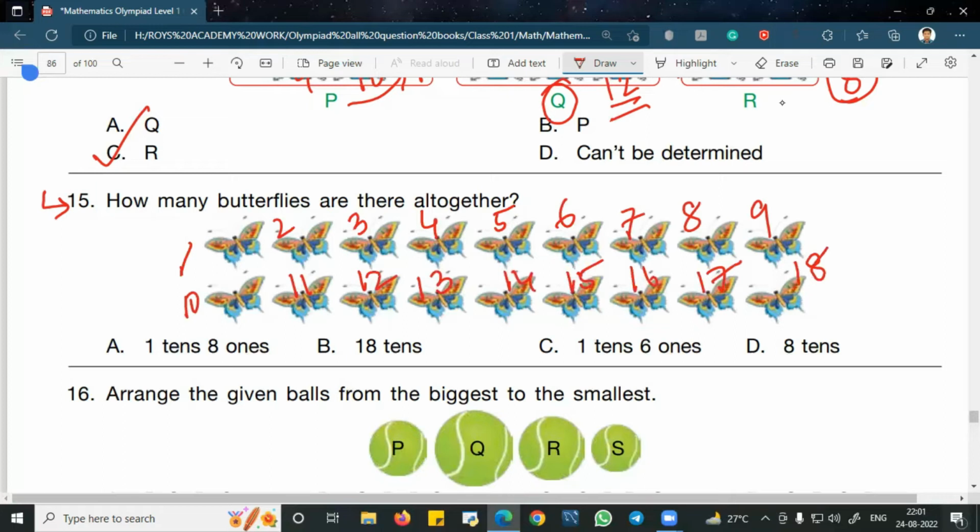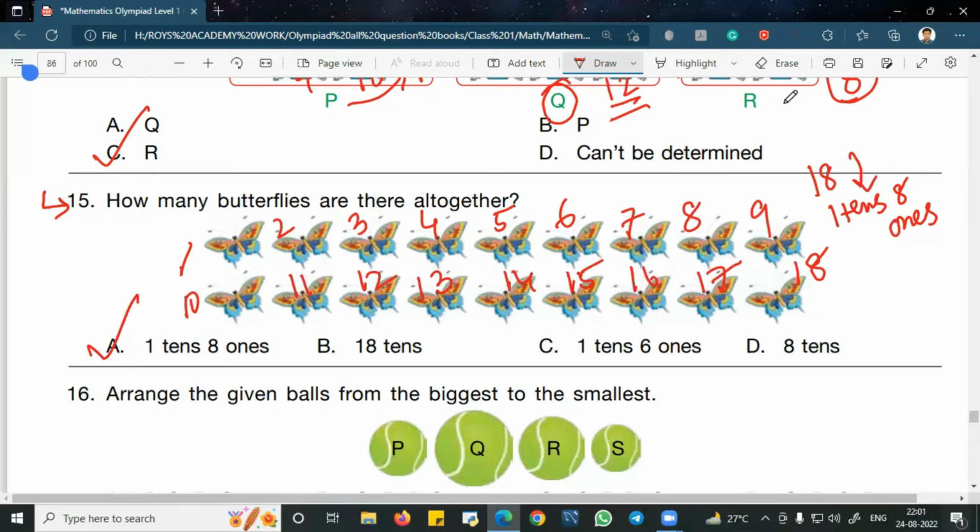Okay. So now we have to see whether this number 18 is present in the options. We cannot find it. There is no 18 present here, but 18 can be represented as 1 ten and 8 ones. So that's why this is the right answer. So A is the correct answer. There are 1 ten and 8 ones of butterflies in this series. Okay. So we count, then we convert it, and we can easily find out this is the right answer. That is 1 ten and 8 ones.